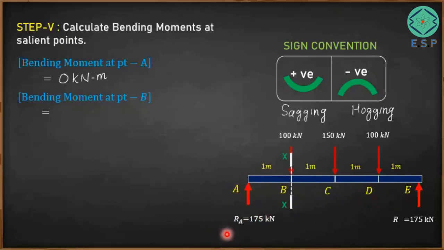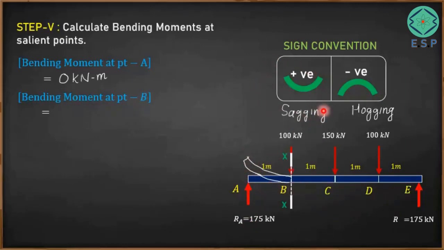So due to application of force 175 kilonewton, your beam is going to bend something like this. This is the bending of the beam taking place due to application of force 175 kilonewton. So the moment of this force at point B is going to be 175 into distance, which is 1 meter. If you compare this curvature of the beam due to bending, it is similar to the first case, which is called sagging of the beam. So due to this force, there is a sagging of the beam taking place.